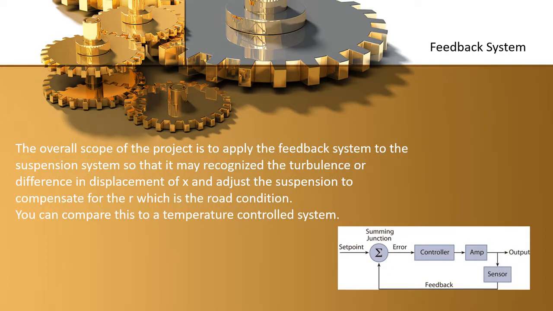The overall scope of this project is to apply a feedback system to the suspension so it can recognize the turbulence and the difference in the displacement of X. The displacement of X is displacement in the wheel. So when the wheel has a large impact or a constant bumping, the system can adjust the suspension to have an even level for Y, to be a smoother ride for the rider.